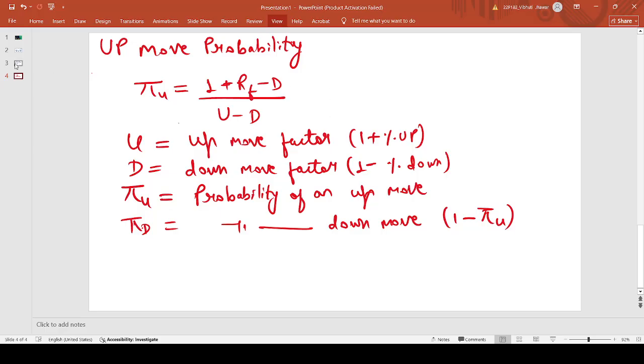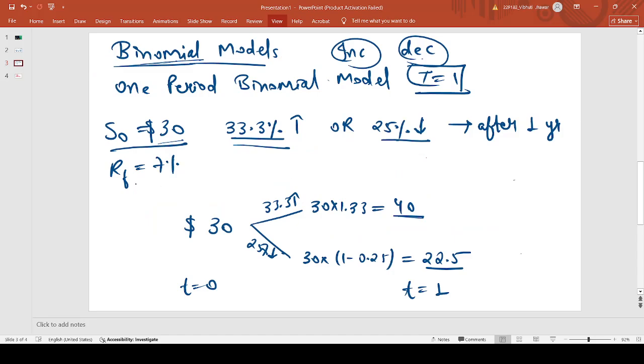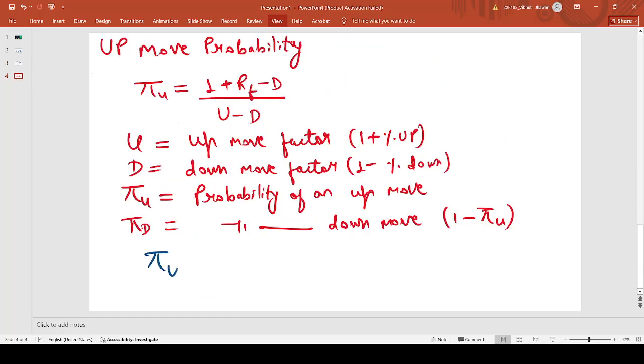So in the previous example that we had here, let's consider that the risk-free rate is 7%. So we'll calculate the up and down move probabilities here. It will be 1.07 minus the down factor, which was 25% down, so the down factor will become 0.75, upon 1.33 minus 0.75. Let's calculate this. This gives you approximately 55%.